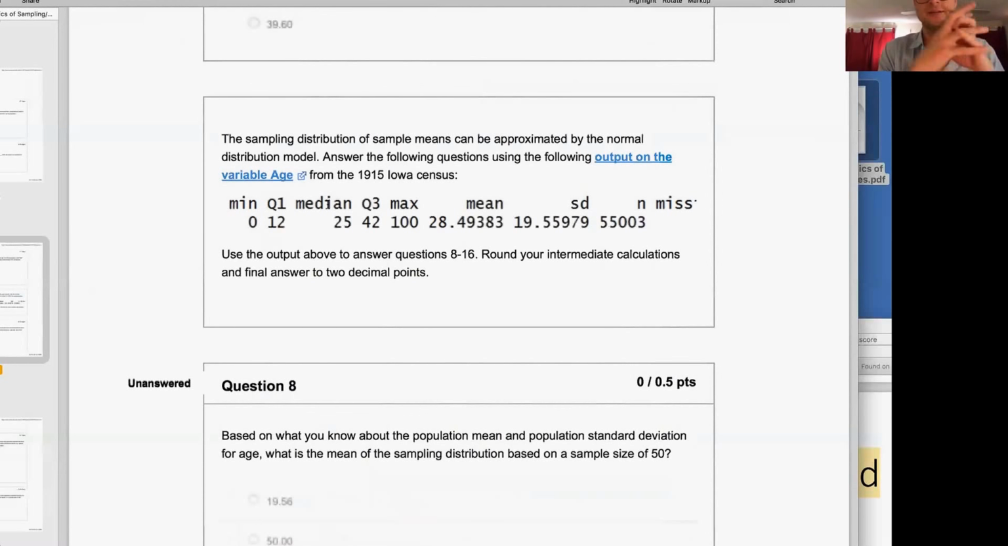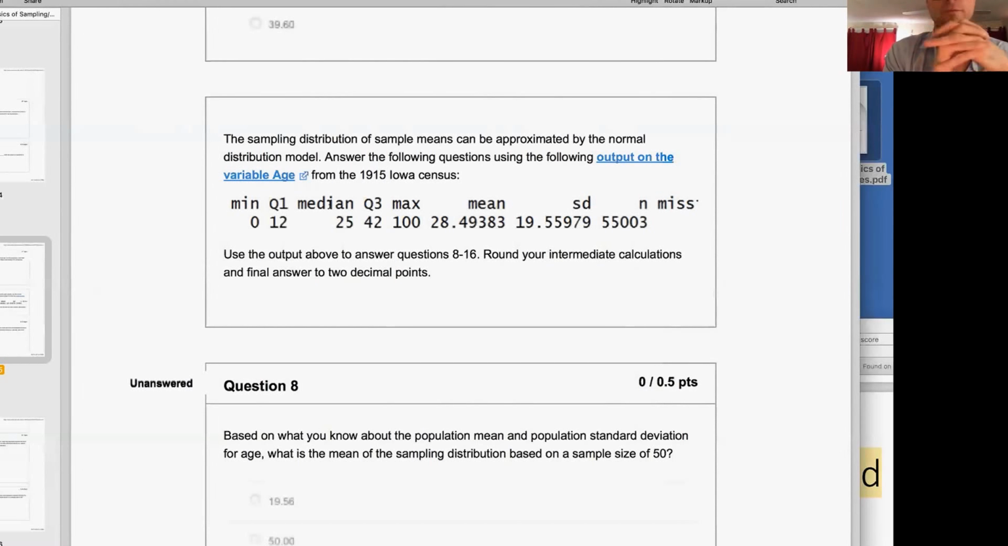Now we have a sampling distribution of means, and we point out correctly that it can be approximated by the normal distribution model. So that means we're taking basically random samples, averaging those, and then we're taking the averages of the averages. And the averages of the averages create that beautiful bell curve. And that bell curve becomes more precise, the tails become thinner, the peak becomes taller, the larger the sample size becomes.